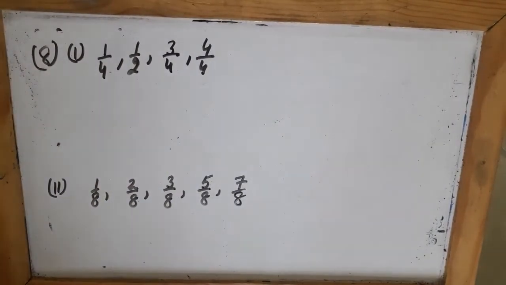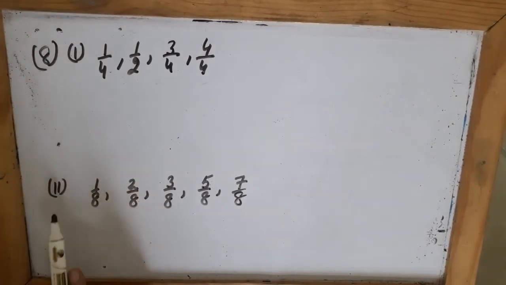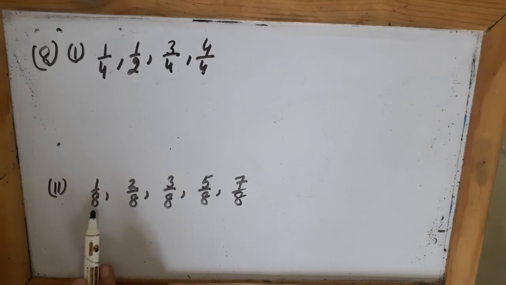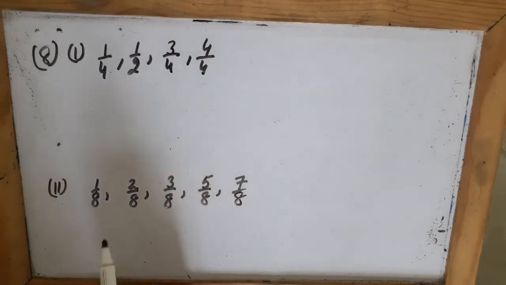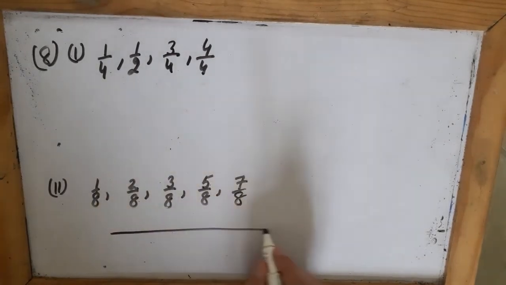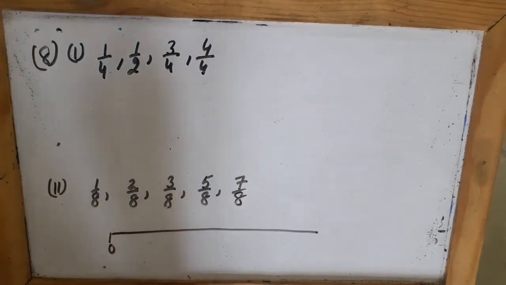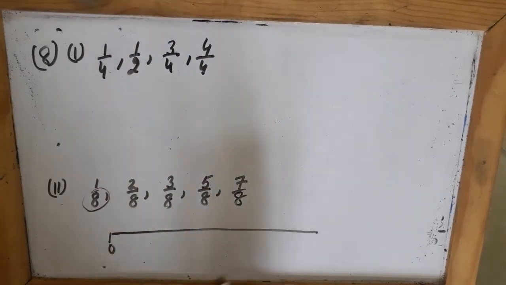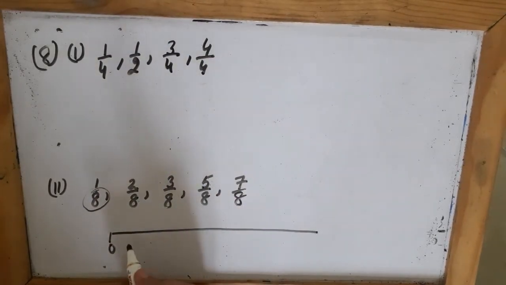Now question number 8. Locate the following fractions on the number line. So in the previous exercise they had given you only one fraction to plot on the number line, but here we have more than one fraction. First of all, I will solve the second part. In this part you can see that all the fractions have the denominator 8. So I will draw the number line, start from 0, and as I told you, look at the denominator, it's 8. So I will divide my number line into 8 equal parts.